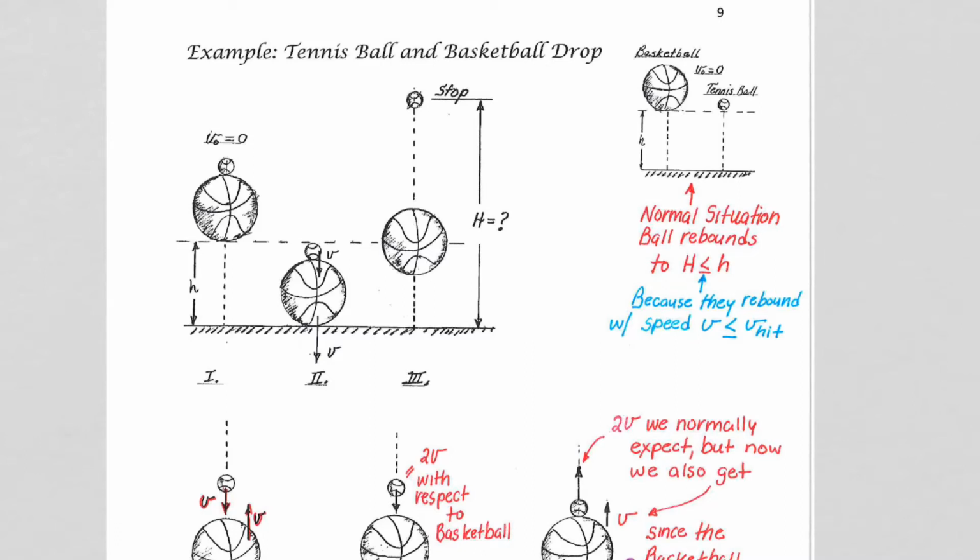All right, in this lesson, we're going to look at a really cool example of dropping a tennis ball and a basketball together. We are going to consider placing the tennis ball directly on top of the basketball, dropping them together, and then what we will see is that the tennis ball is going to acquire a lot of energy from the basketball and actually go way higher than we think it should.